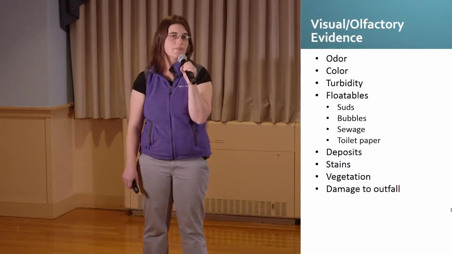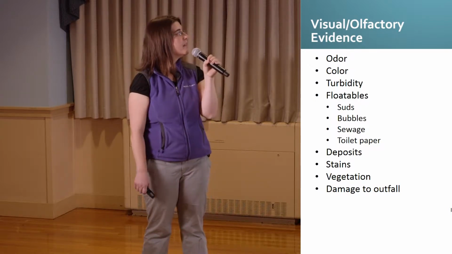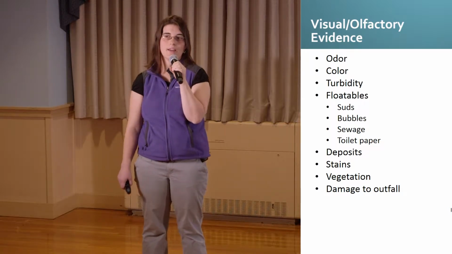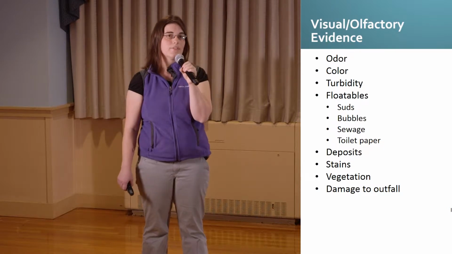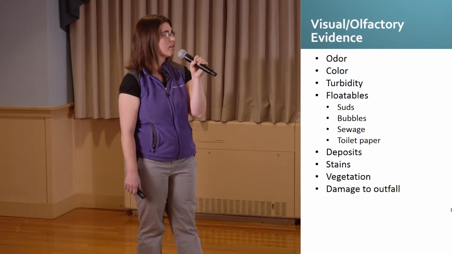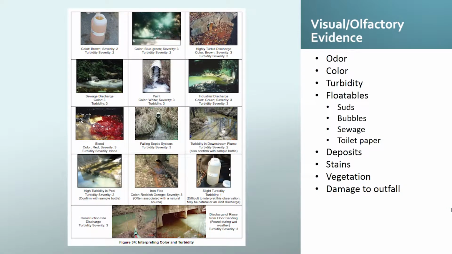So for the portion of the inspection where you're documenting any indicators of illicit discharges, you're looking for visual and olfactory evidence. So you want to use your eyes and your nose to see if there's any indication that there could be something illicit occurring during this dry weather flow. So things you will look at and cover in your inspection is odor. Do you smell anything? What is the color of your discharge?